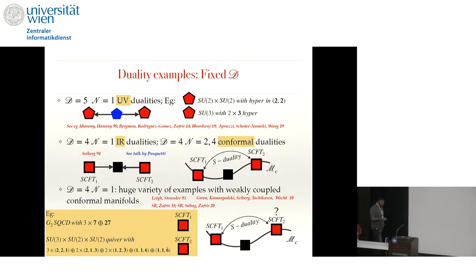And also an interesting fact which goes back again almost 30 years is that there is actually a huge variety of n equal 1 conformal manifolds in 4 dimensions. And an interesting open question is whether there are interesting examples of dualities with only n equal 1 supersymmetry. So here is an example.